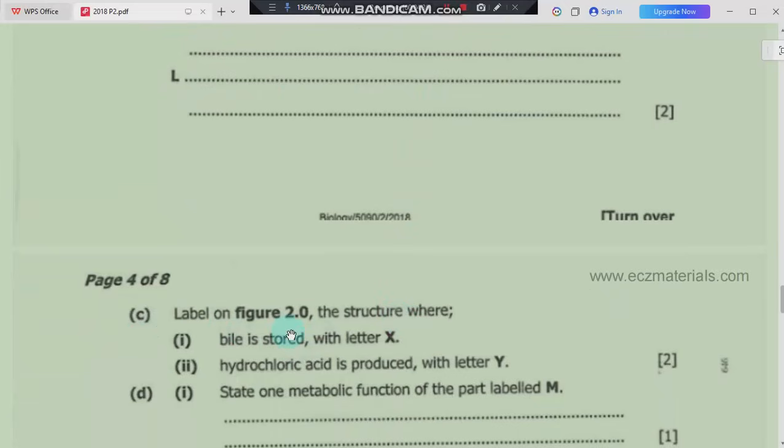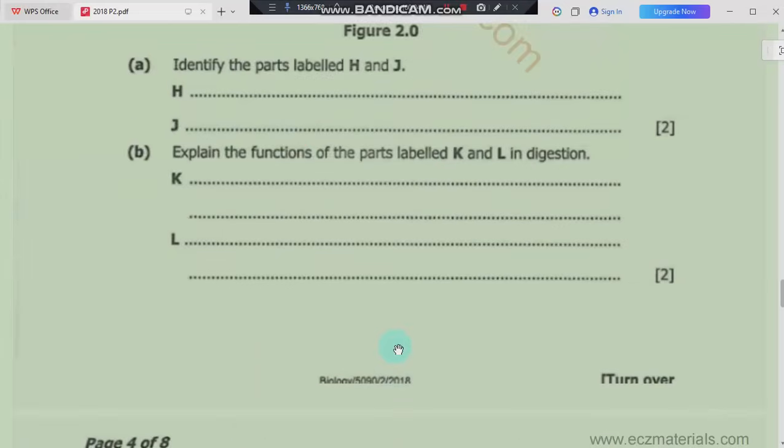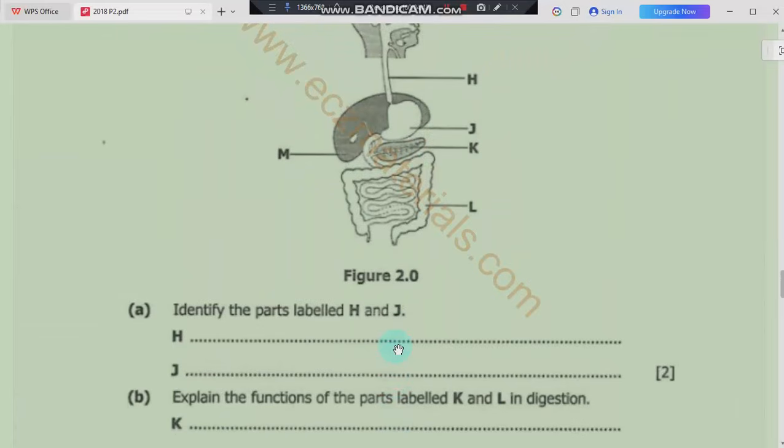Then part C says label on figure 2.0 the structure where bile is stored with the letter X. When you talk about bile, bile is the one responsible for the emulsification of fats. Emulsification is simply breaking down large fat globules into simpler ones. So imagine a large fat that is converted into a simpler one. All that is done by what we call bile.